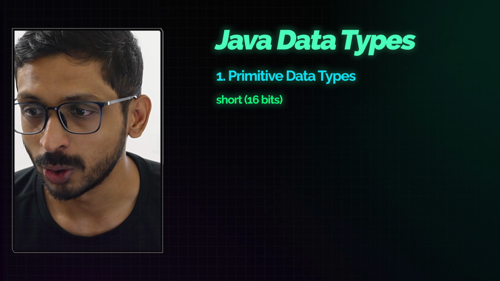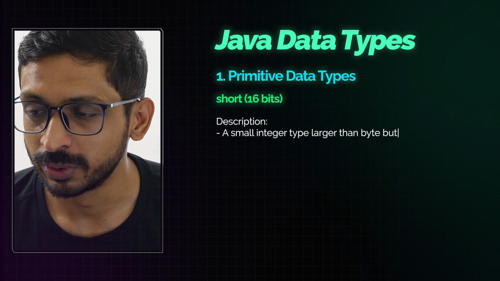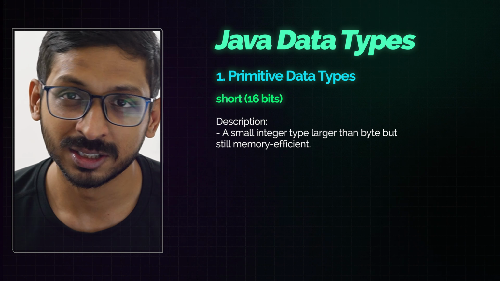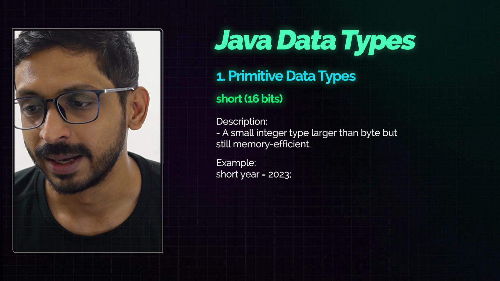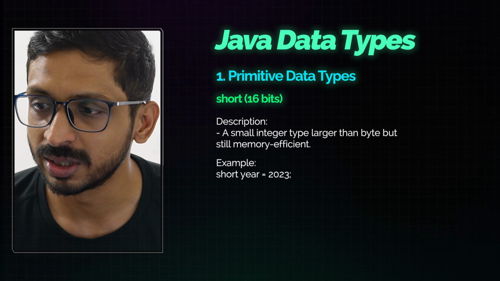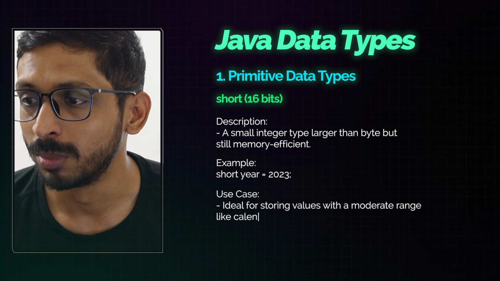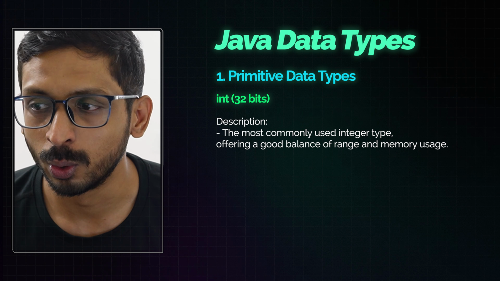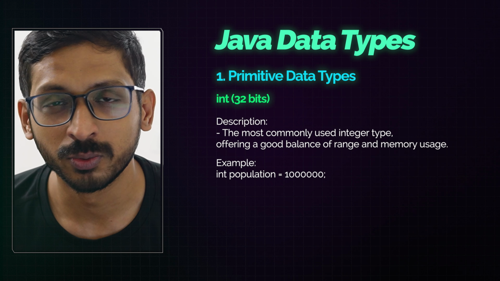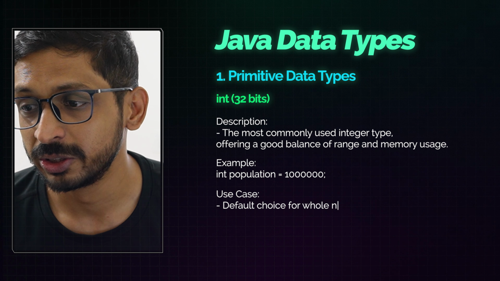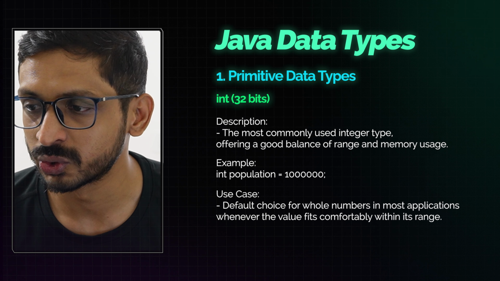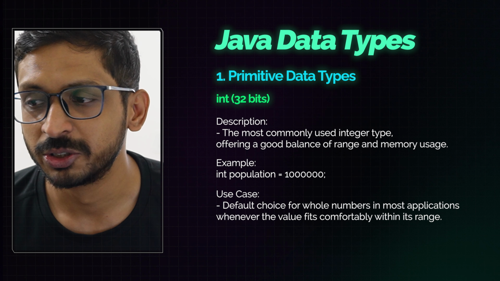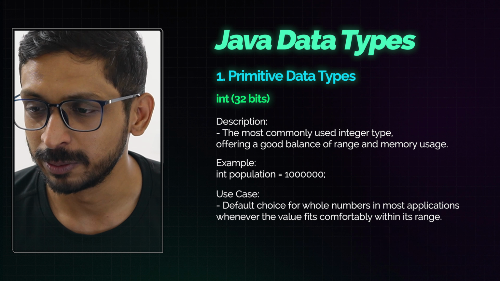Then comes short. Short can hold a larger range of integers than byte. It takes up memory of 16 bits and it's great for slightly larger numbers like representing years, months, or compact data in mobile apps or embedded systems. Then we have integer, which is the default and the most commonly used type for whole numbers. It takes up memory of 32 bits, and whether you're counting users, tracking scores, or storing general numerical data, integer is the most commonly used type you can go with.